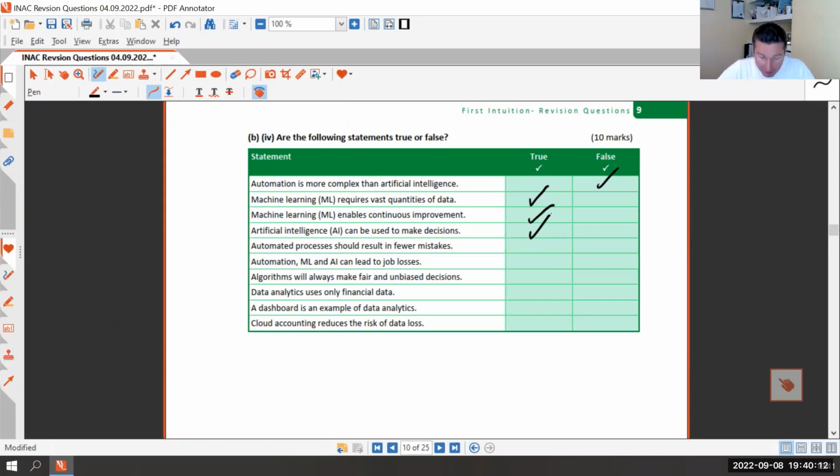Next one, automated process should result in fewer mistakes. And when I say automated, fewer mistakes than a person doing it.